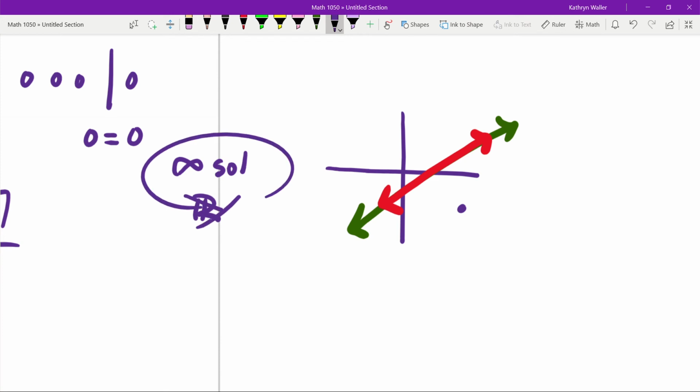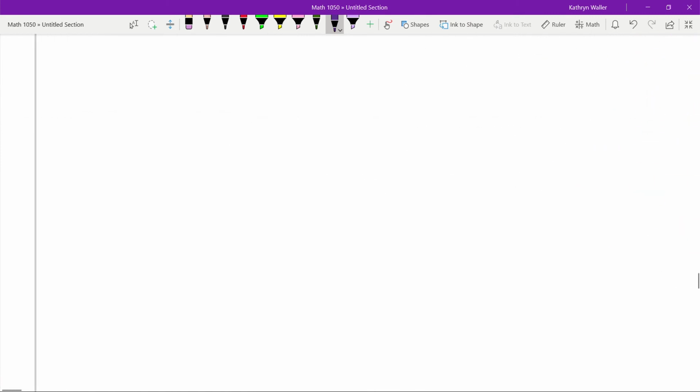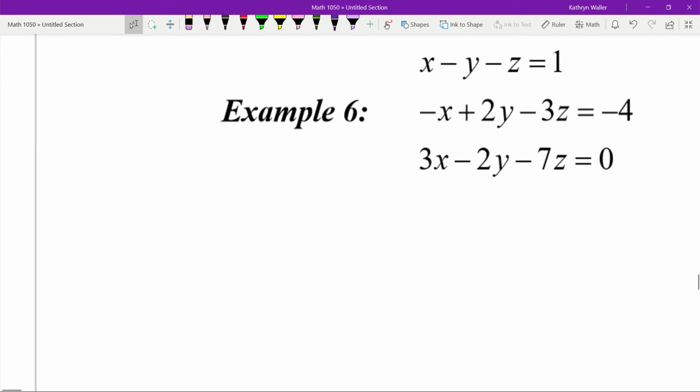It is an infinite number of things because those lines go on forever. So the answer is infinite solutions, not all real numbers. Okay, just so you know. All right, let's go to the next one. Example 6.